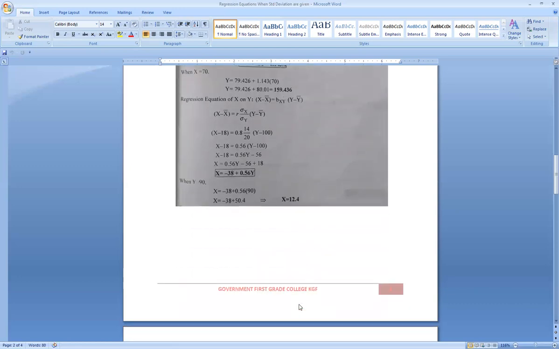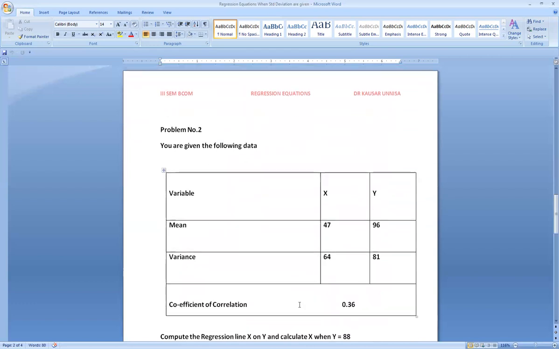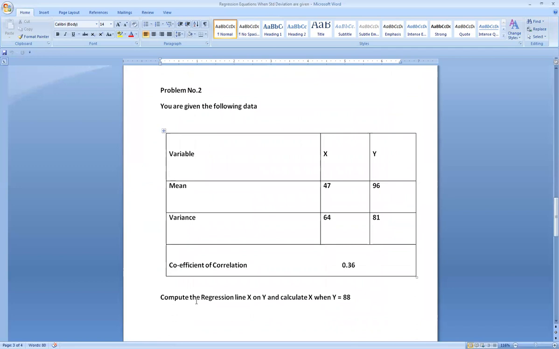So here there is no need to calculate with the help of a table. The values are given directly in the question. So let us see the second question.